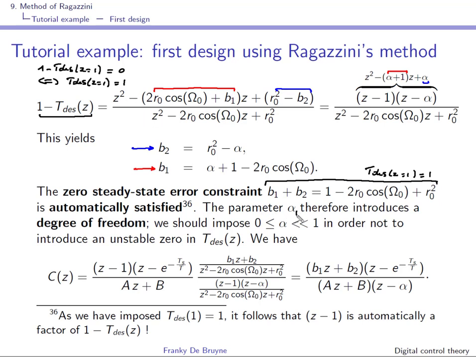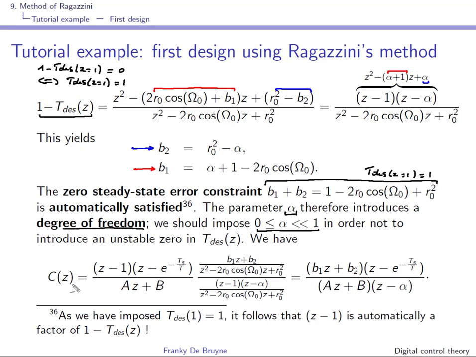So here alpha is a parameter that we can use as a degree of freedom. We have to keep it in the interval 0 to 1, smaller than 1, and of course it cannot become larger than 1, otherwise we'll introduce an unstable 0 in T desired, and this will give you this inverse type response.